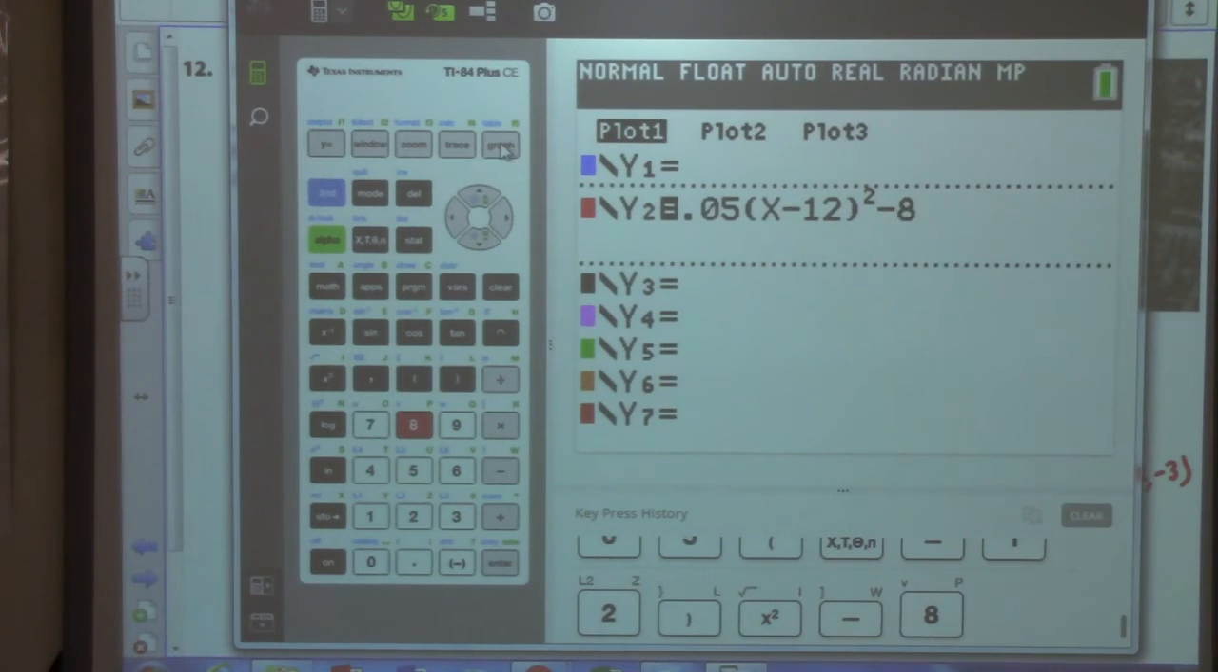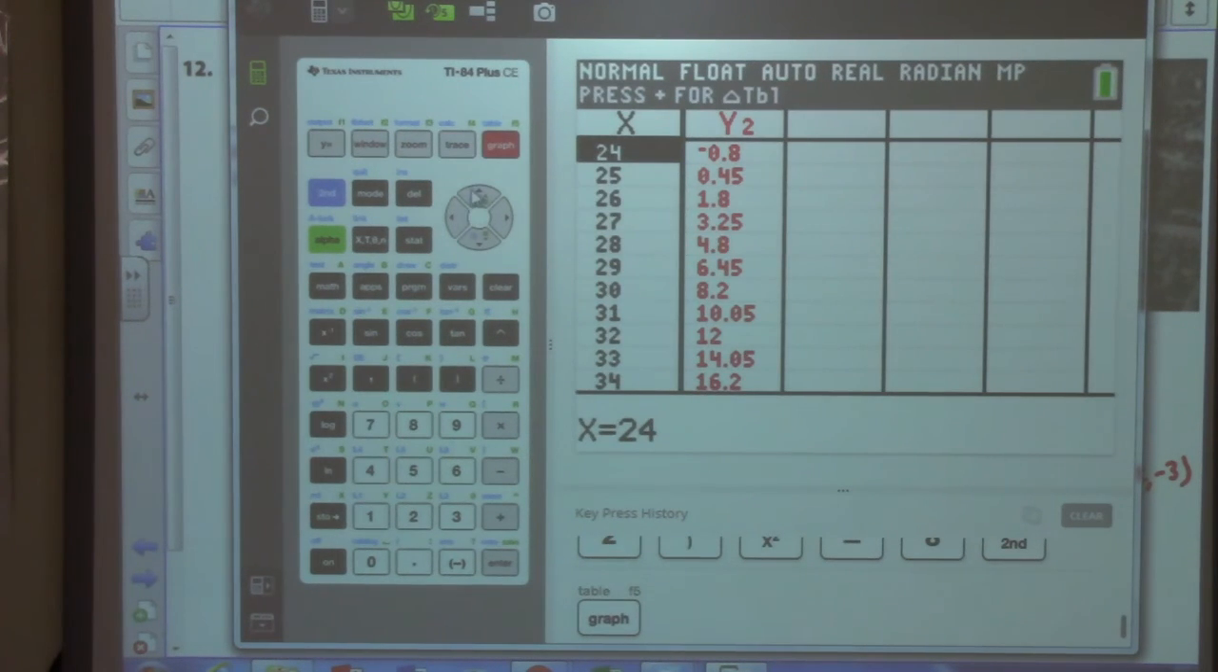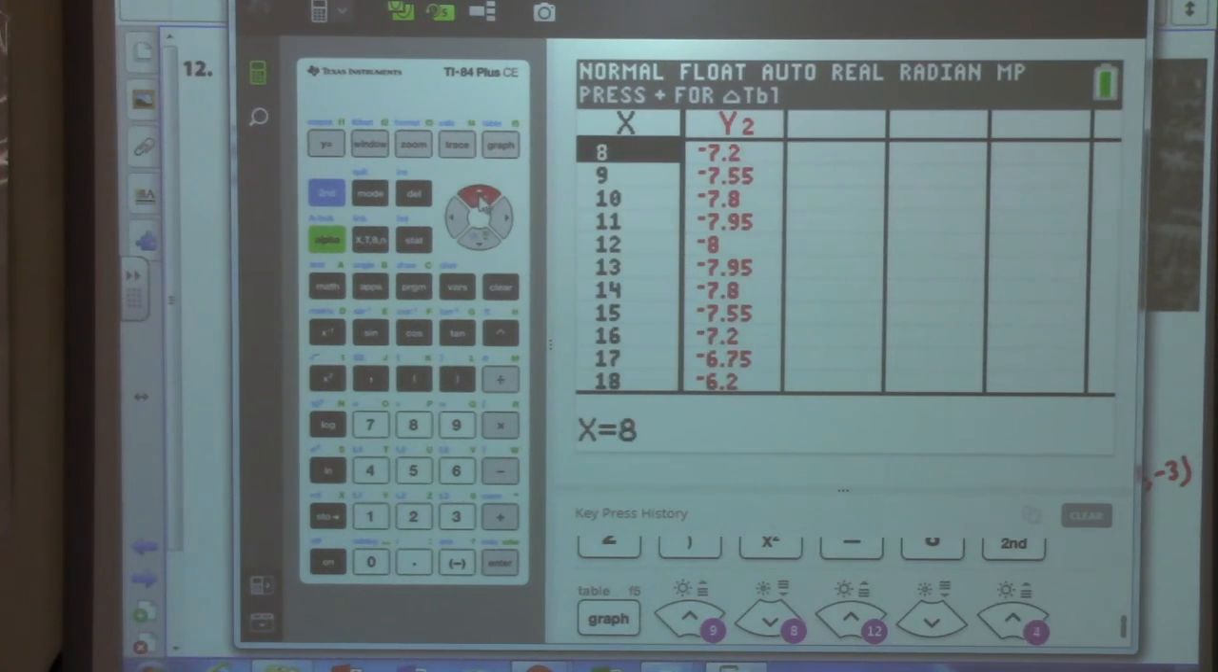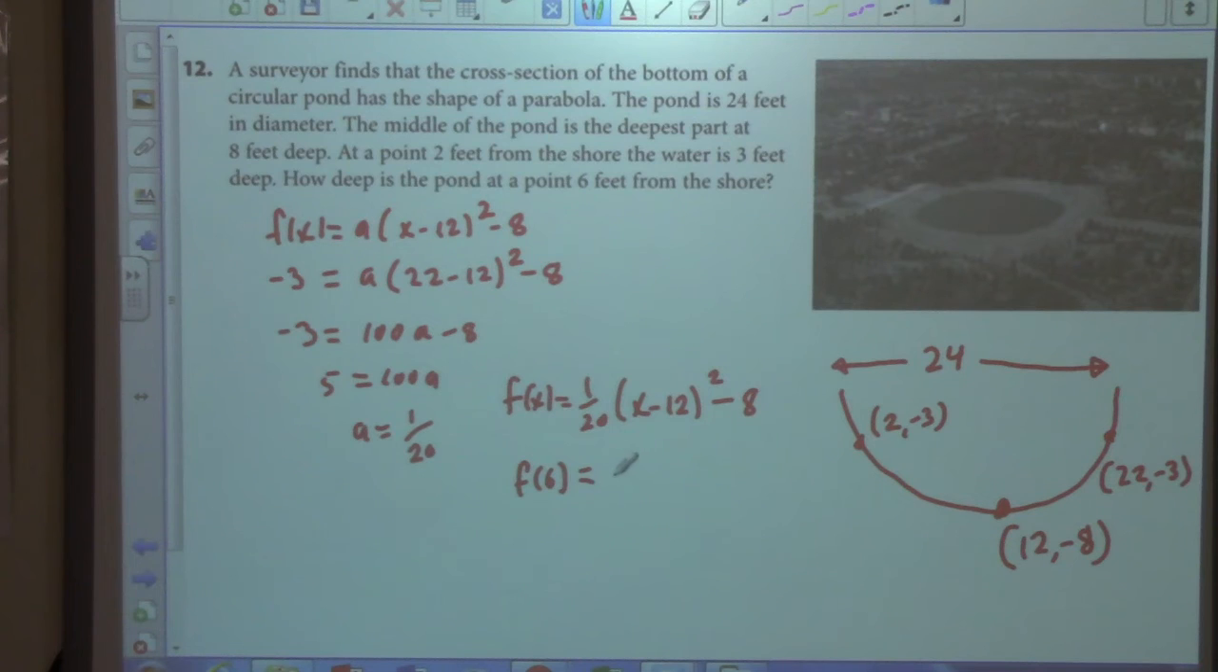And then we test to see what we get here. We graph. We'll go to table view. And let's see if we got 22, -3. Did we get 22, -3? Yeah. Let's see if we got 12, -8. Do we have that? Yeah, we got it. And so we need to find 6 feet away. So there it is, right? So we would say, how deep is the pond at 6 feet? It is 6.2 feet deep, right?